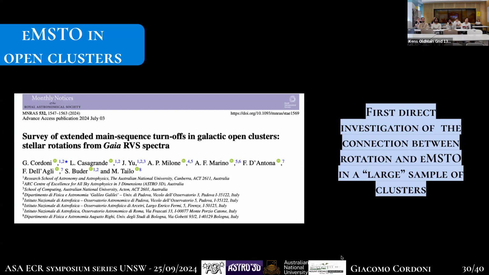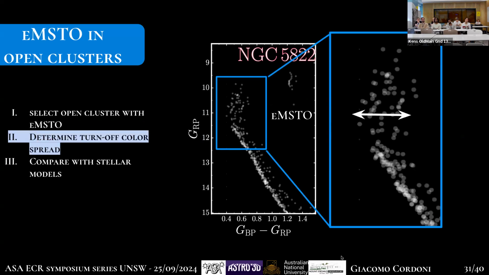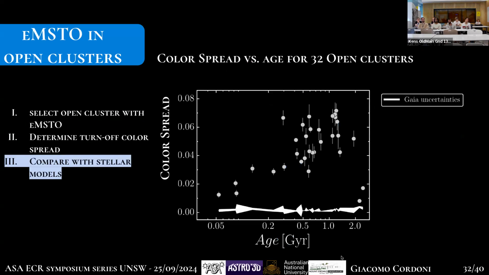So that's exactly what we did. The first step was, of course, to select open clusters with extended main sequence turn-off, so younger than 2 gigayears. You can see an example here. You can see that the turn-off is widespread, while the main sequence is very narrow, so very good photometry. And we can measure the spread exactly like we did before. And we can observe how the spread changes with the age of the cluster.